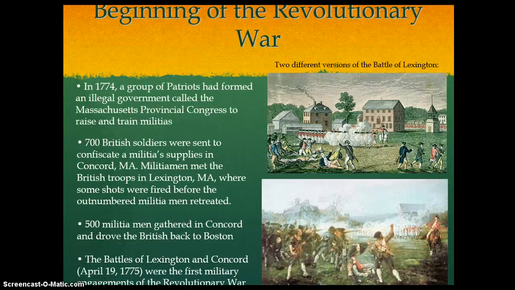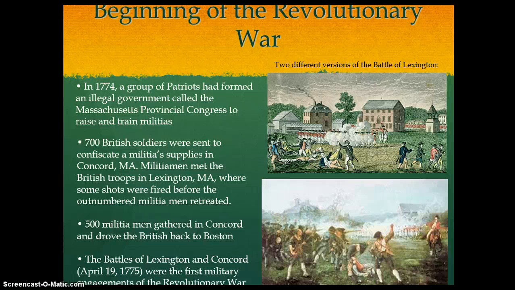So in 1774, a group of patriots had formed an illegal government called the Massachusetts Provincial Congress for the pretty much express purpose of raising and training military to fight the British. So the British found out about this, and they sent 700 troops to confiscate the militia supplies and conquer Massachusetts. So some of the militia met the British troops in Lexington, Massachusetts, where there was an exchange of fire. The militia were far outnumbered by the British and retreated very quickly.